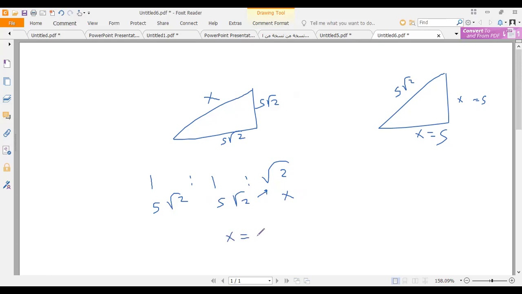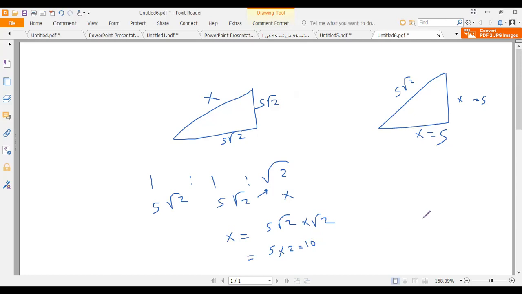You said it's 10, okay? It will be 5 radical 2 times radical 2. It will be 5 times radical 2 times radical 2, which gives 2 here, so it will be 10. Okay?